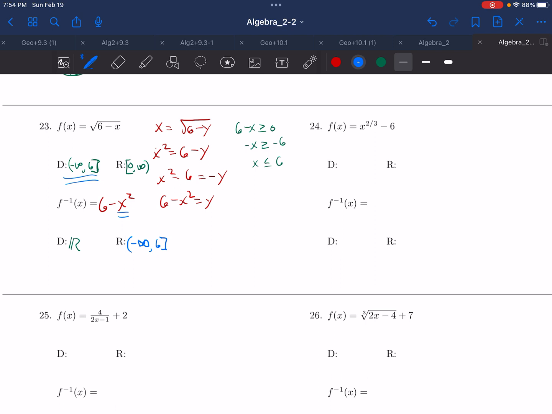And the reason is, well, that goes from 0 to infinity. But then since you're subtracting it, it actually goes from 0 to negative infinity. But then you're adding the 6. And so you go up to 6, but still down to negative infinity. There you go. All right, so hopefully that helps.